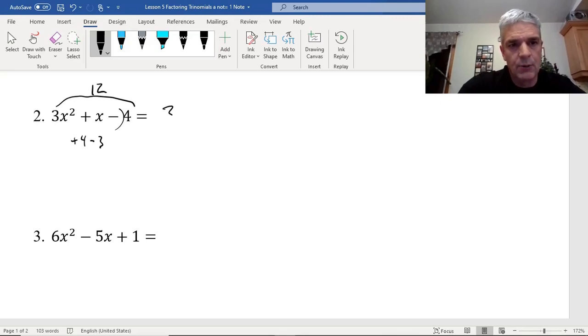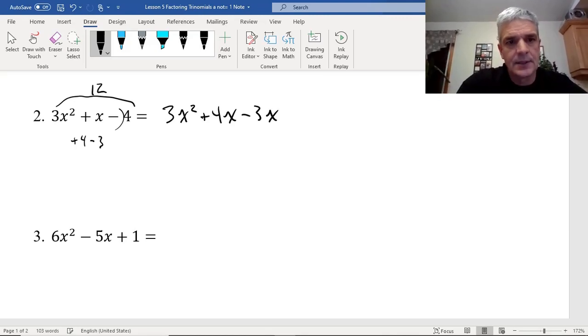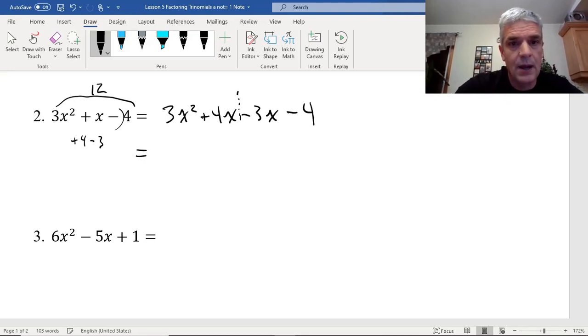Okay, so what I do is I write it out as x squared plus 4x minus 3x minus 4. Okay, now what I'm going to do is factor by grouping. So I'm going to split it down the middle. What can I factor off the front here?